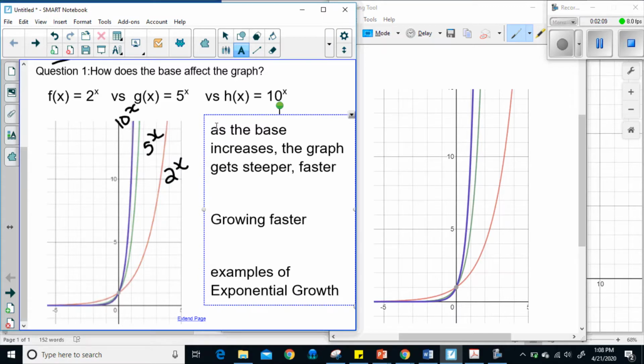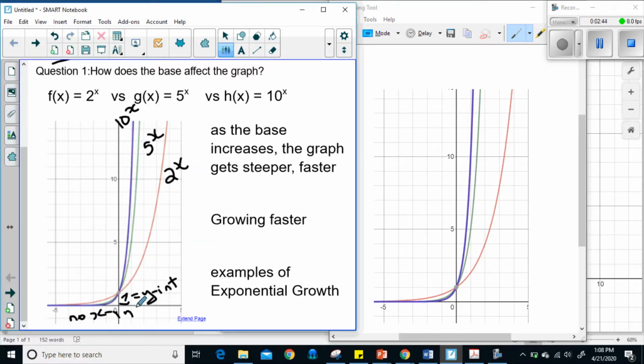Okay. Now let's notice a few more things about these ones. Notice that my y-intercept is always the same value. So far I've got y-intercept is equal to 1 every time. Okay. And notice that not once has it crossed the x-axis. So that's really important too. We have no x-intercepts. So for each one of these, we have the same domain and range for each one.